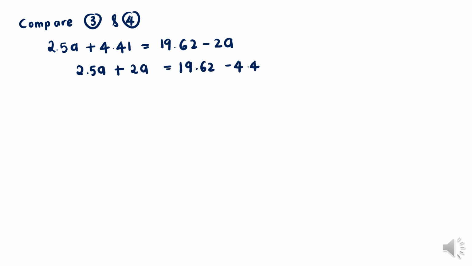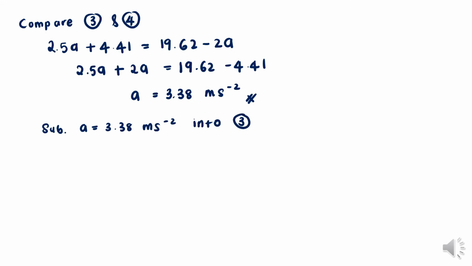Compare 3 and 4. We have 2.5a plus 4.41 equal to 19.62 minus 2a. From this comparison we get the value of a to be 3.38 meter per second squared. Substitute this value of a into equation 3, and we get the value for tension to be 12.86 Newton.